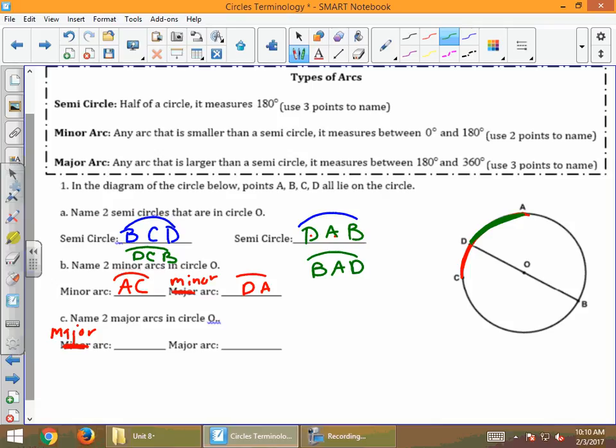What did you say? Yeah, BA. That's smaller than 180. BA. That's another minor arc. What could have been another one? CD. What's another one? Yep. Any of these little tiny arcs that are less than 180 are all minor arcs. You just use 2 points to name them. Okay. Questions over minor arcs? And minor you just use 2.